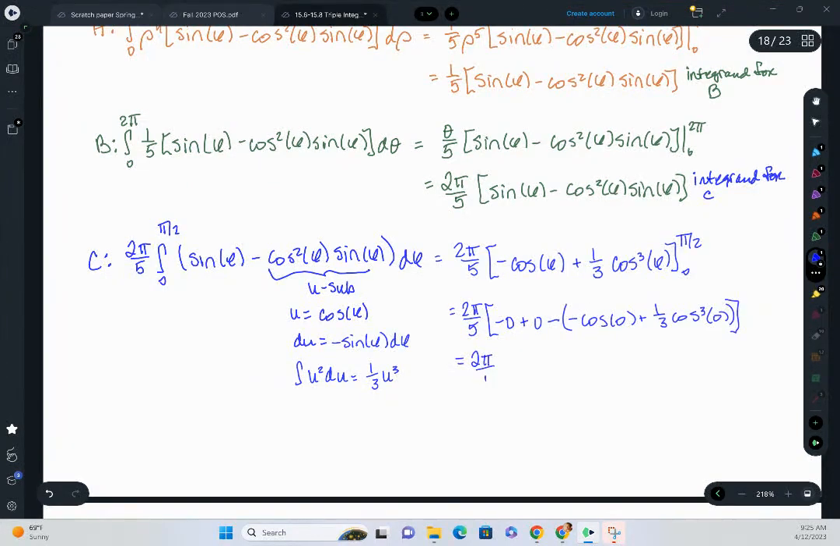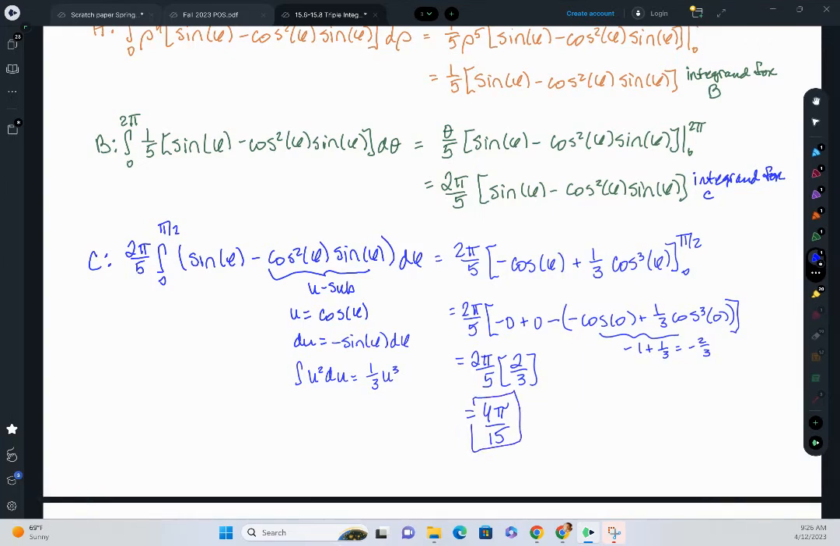Simplifying this, I still have my 2 pi over 5. And now inside here, this becomes a negative 1 plus 1/3, which is a negative 2/3, times a negative on the outside gives me a positive 2/3, for a grand total of 4 pi over 15.